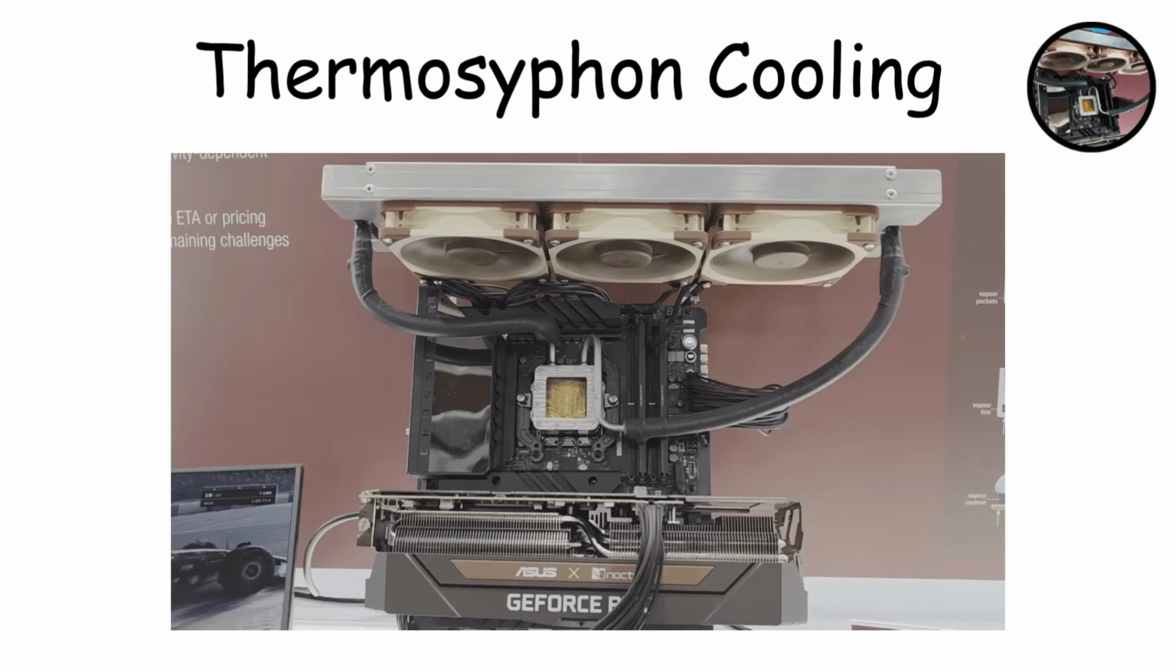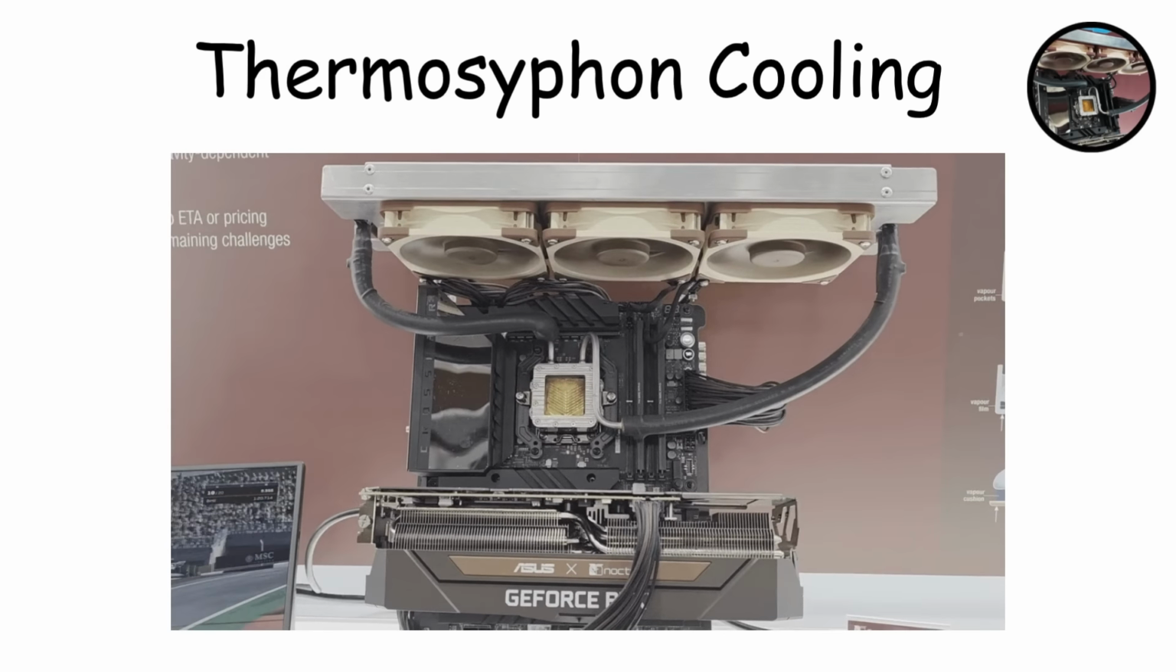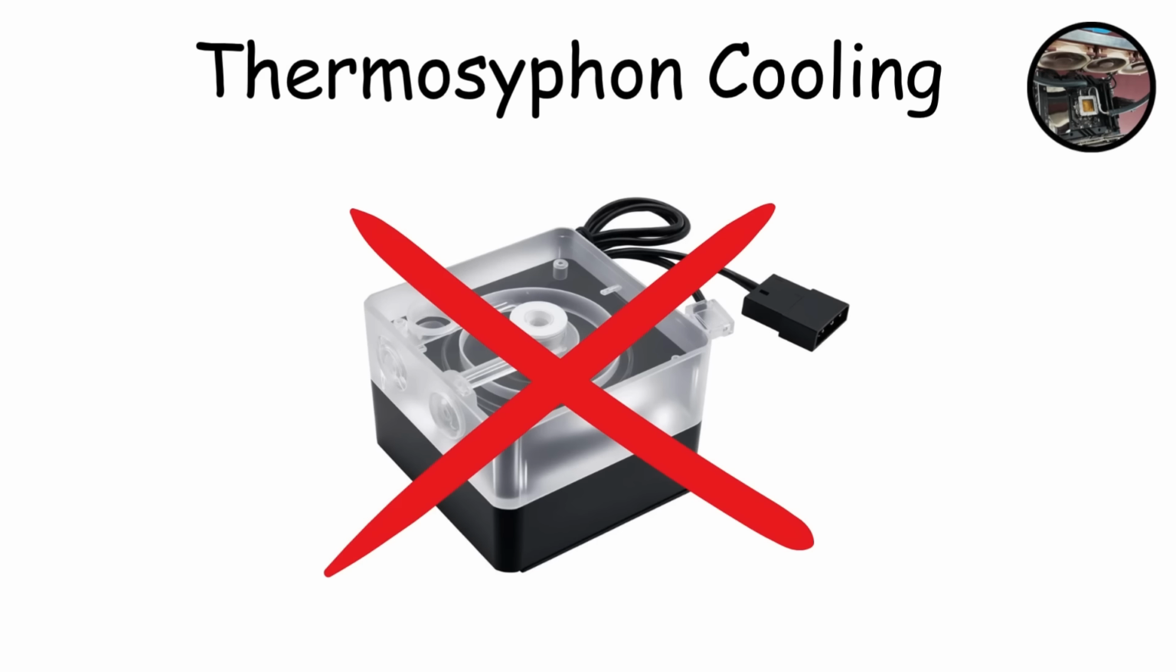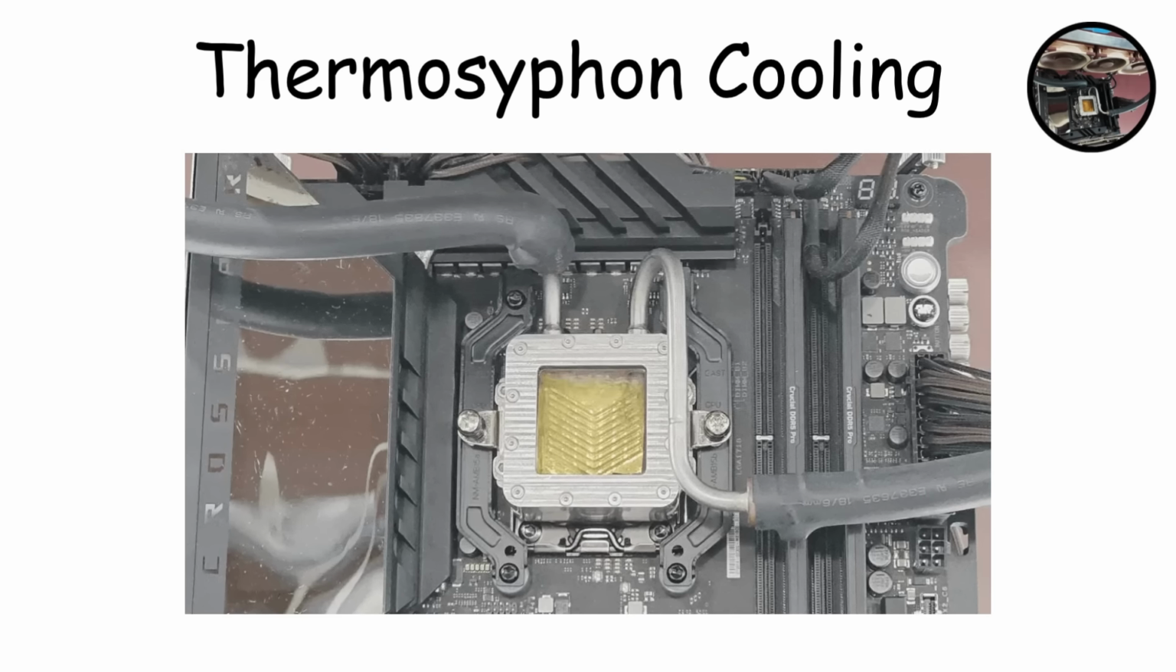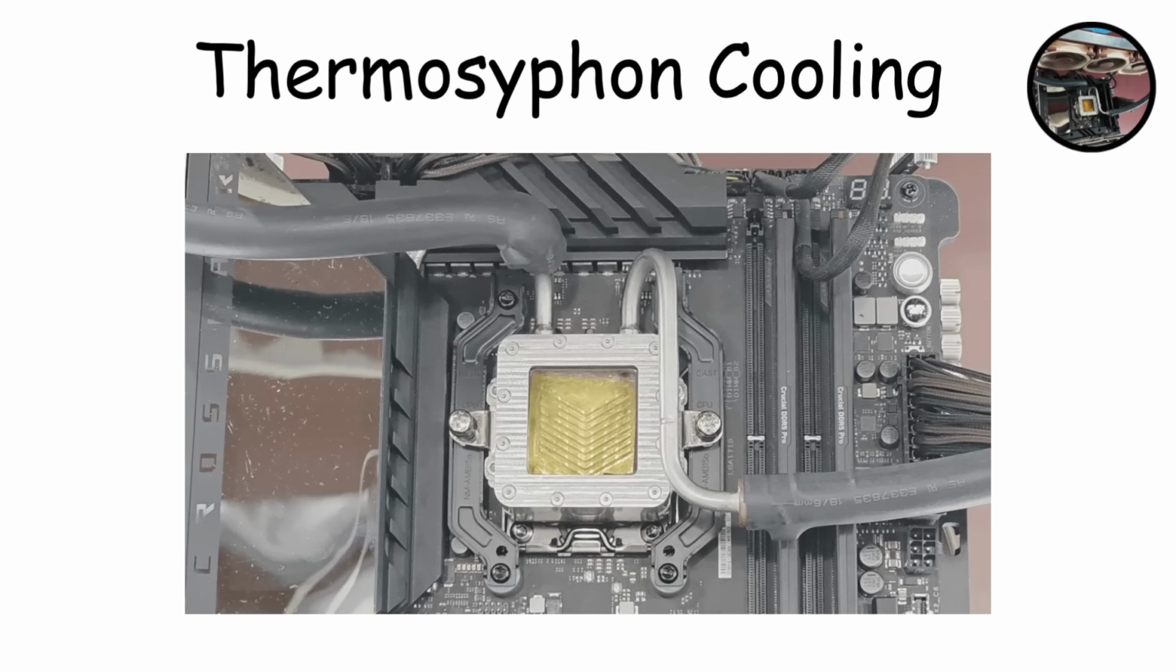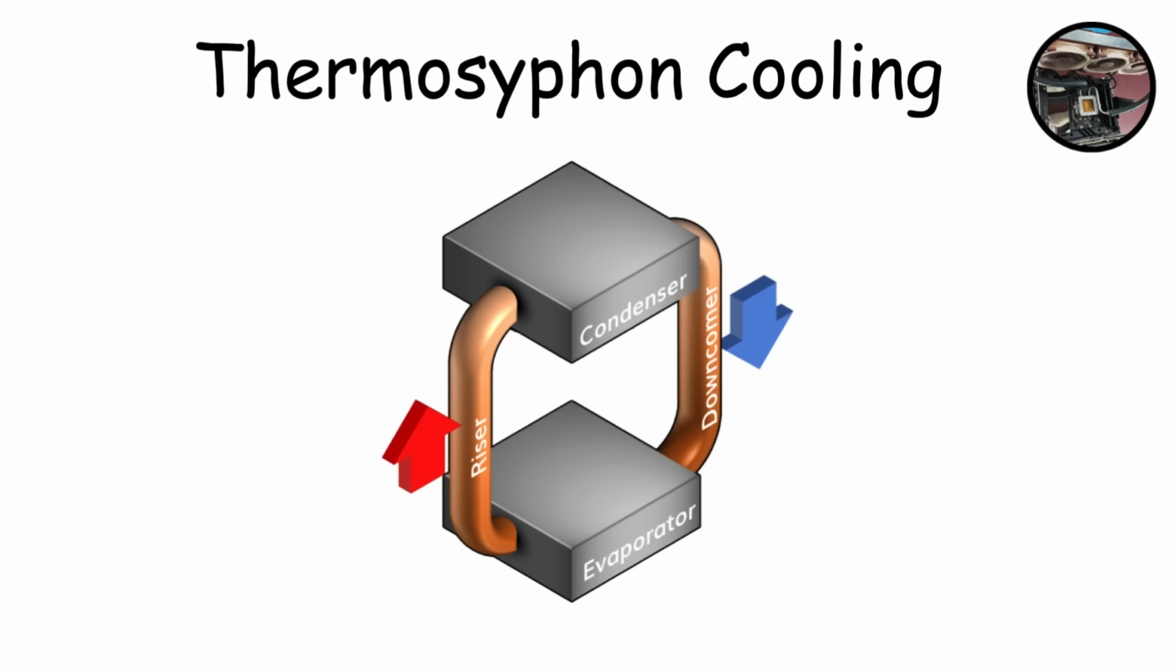Thermosyphon cooling. This system moves heat using phase change and gravity without requiring any pumps. Inside a sealed loop, a liquid sits near the heat source, like a CPU. As the component heats up, the liquid boils and turns into vapor, rising to a condenser or radiator where it cools, condenses, and flows back down to repeat the cycle.